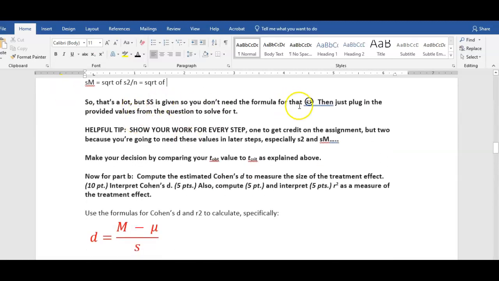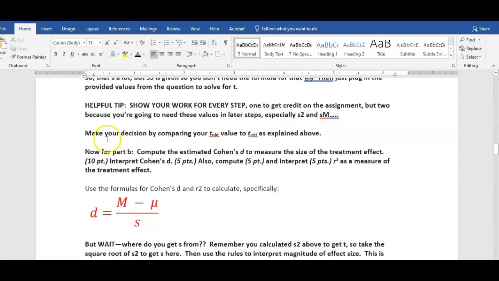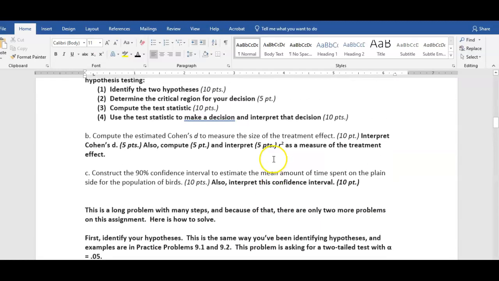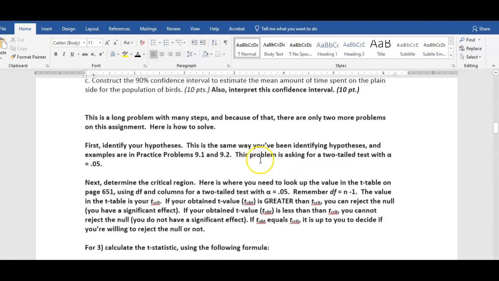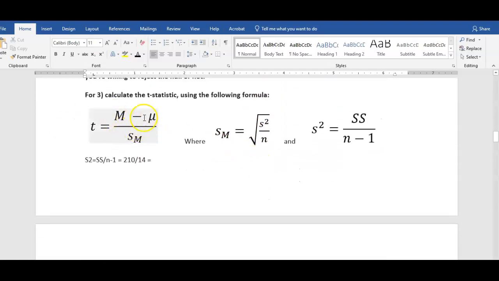Okay, so that was a lot, but SS was given, so you just do that math. All right, you will get a t value and then just compare your t obtained to the t critical value as explained above. So that's pretty easy, right? You've gone through these 4 steps already. You've identified your 2 hypotheses, you've determined the critical region, you've calculated the test statistic, and you've used that test statistic to make a decision, and you've interpreted the decision, which is I reject the null, I have a significant effect, or I do not reject the null, I don't have a significant effect or a significant difference between these means.